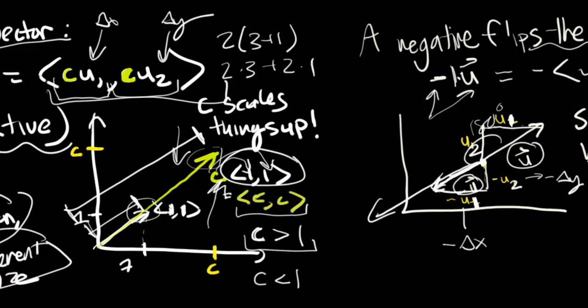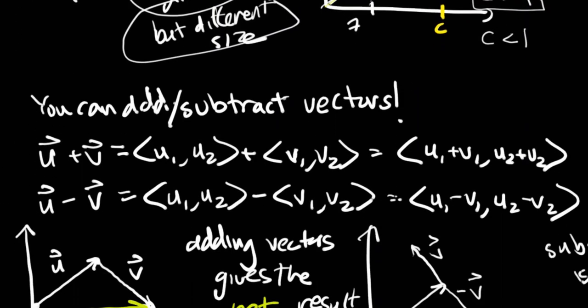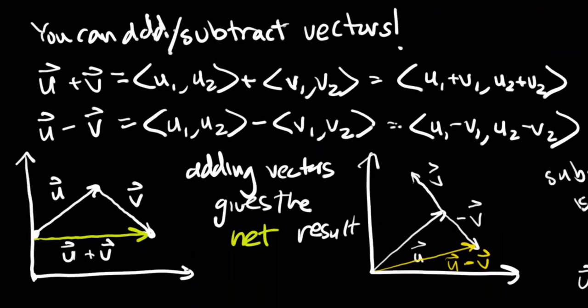Now let's talk about adding and subtracting vectors. We are just about to talk about dot products, so just wait a little bit more. As you can see, you can add or subtract vectors.